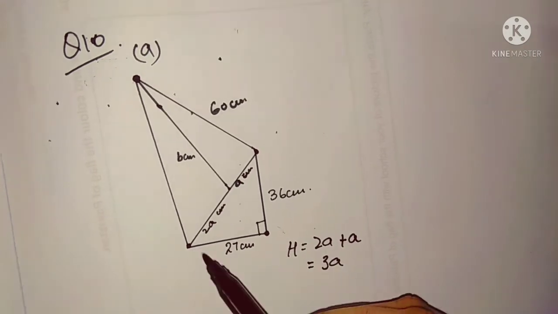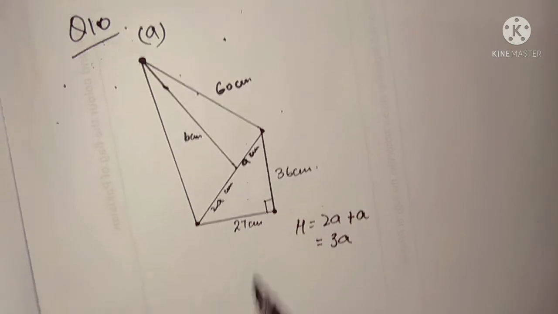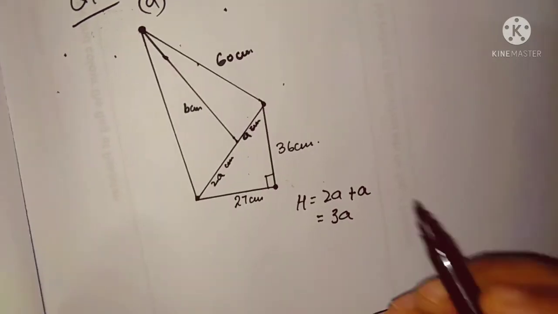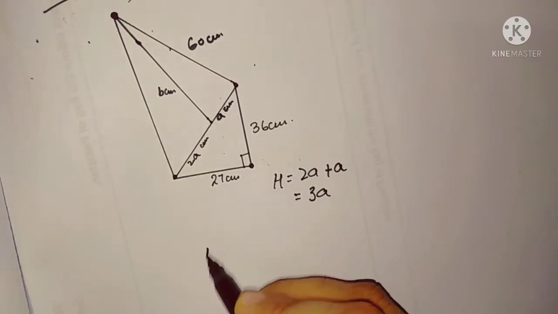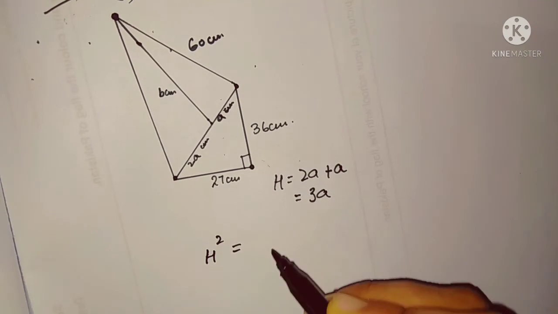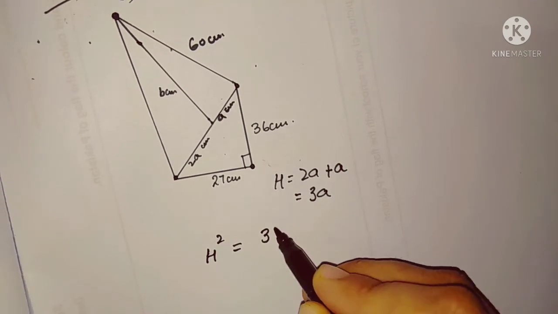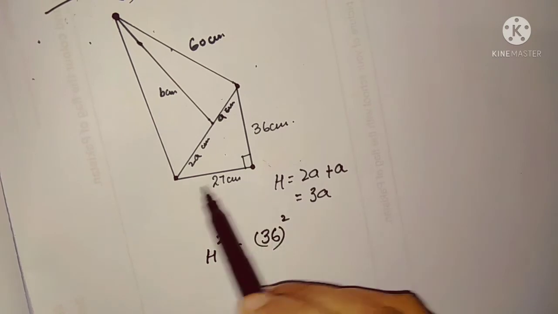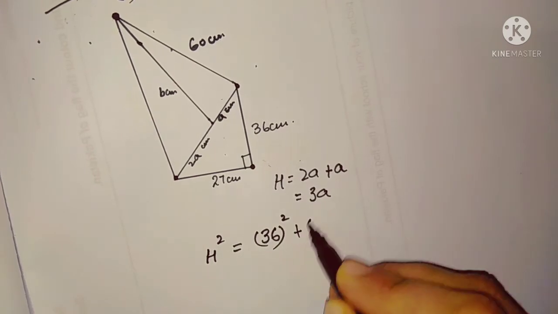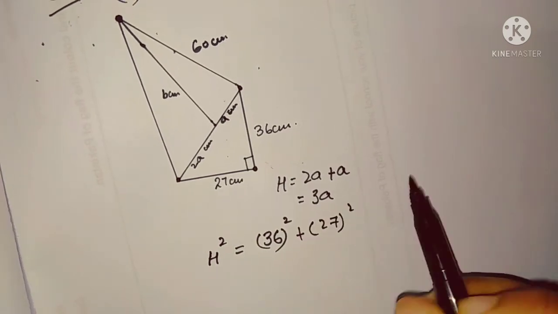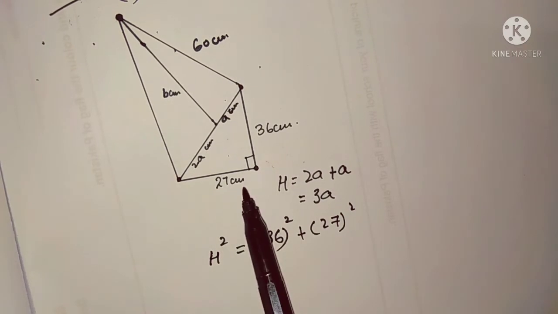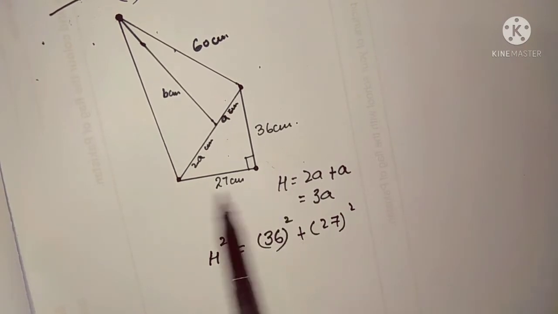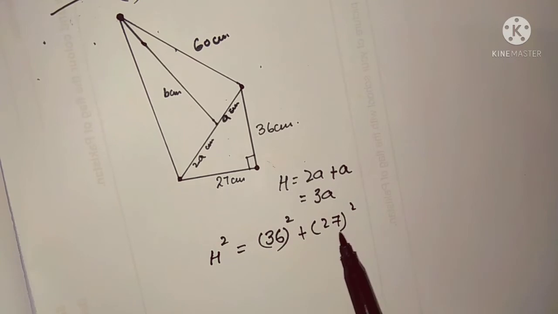So the hypotenuse is 3a. Let's use the formula: hypotenuse square is equal to the sum of the squares of the other two sides. So perpendicular square, 36 square, plus base square, which is 27 square. I have used the formula that hypotenuse square is equal to perpendicular square plus base square. This is the perpendicular and this is the base.